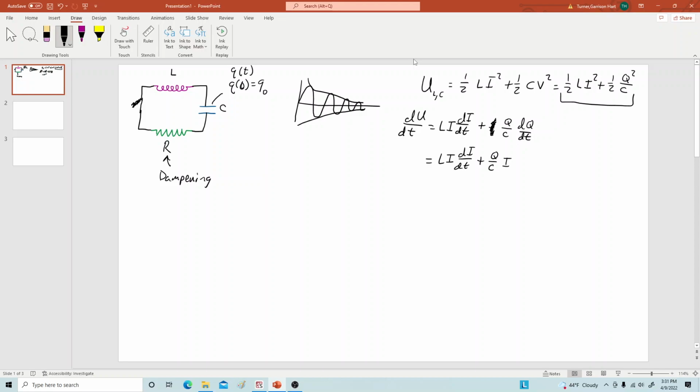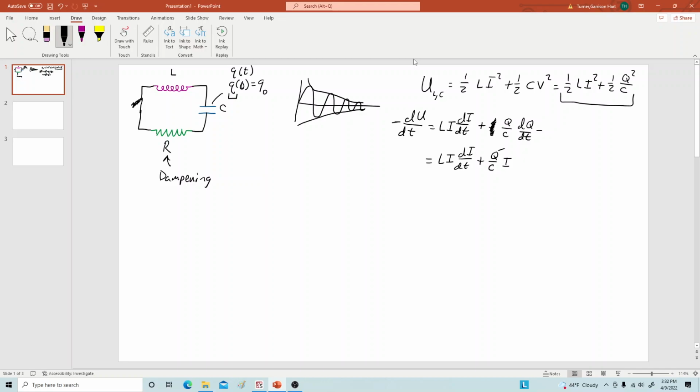Okay, and the Q here also represents the charge on the plates. So I apologize for using lowercase q here and capital Q here. It's just habit when you're writing out the energy of the capacitor plates. It's habit to write it in terms of capital Q, but they mean the same thing. But so this is the energy. This is the rate at which the energy changes in the inductor and the capacitor.